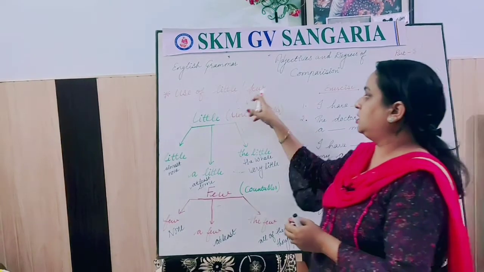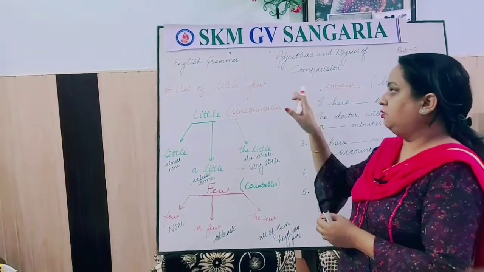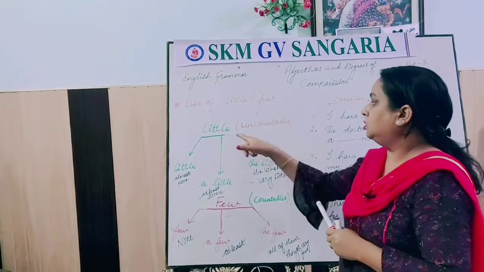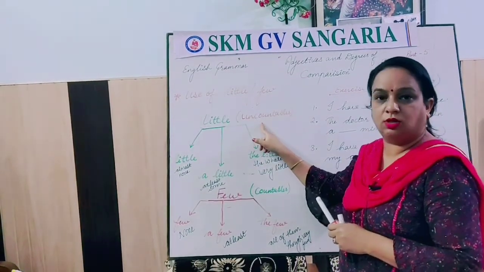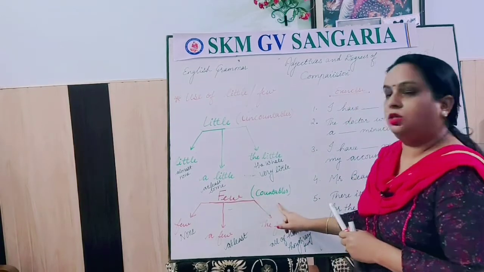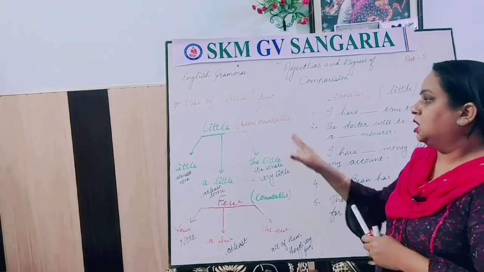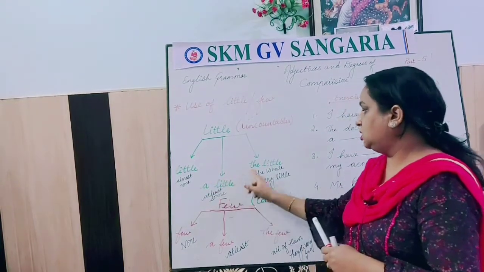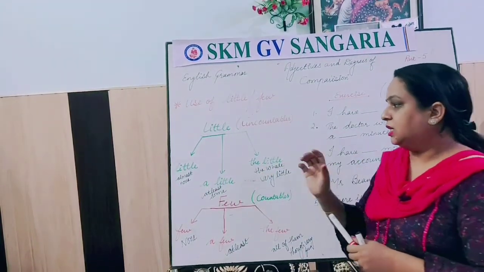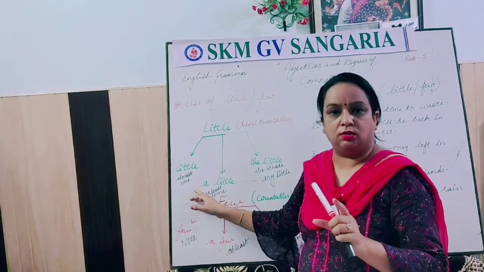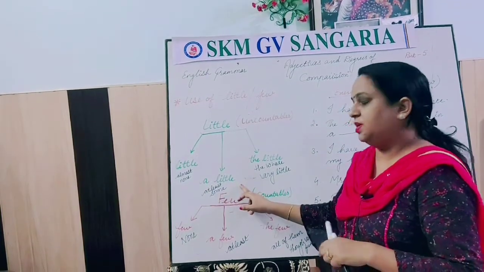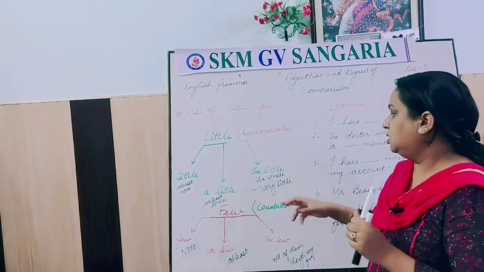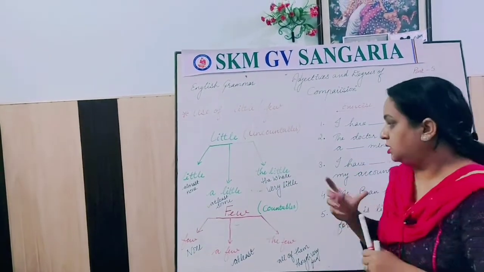Next is the use of little and few. Little and few both are used for some, right? Now, little is used with uncountable nouns and few is used with countable nouns. I have divided this little into three parts: little, a little, the little. Little means almost none. Clear? A little means at least some. And the little means the whole but very little.